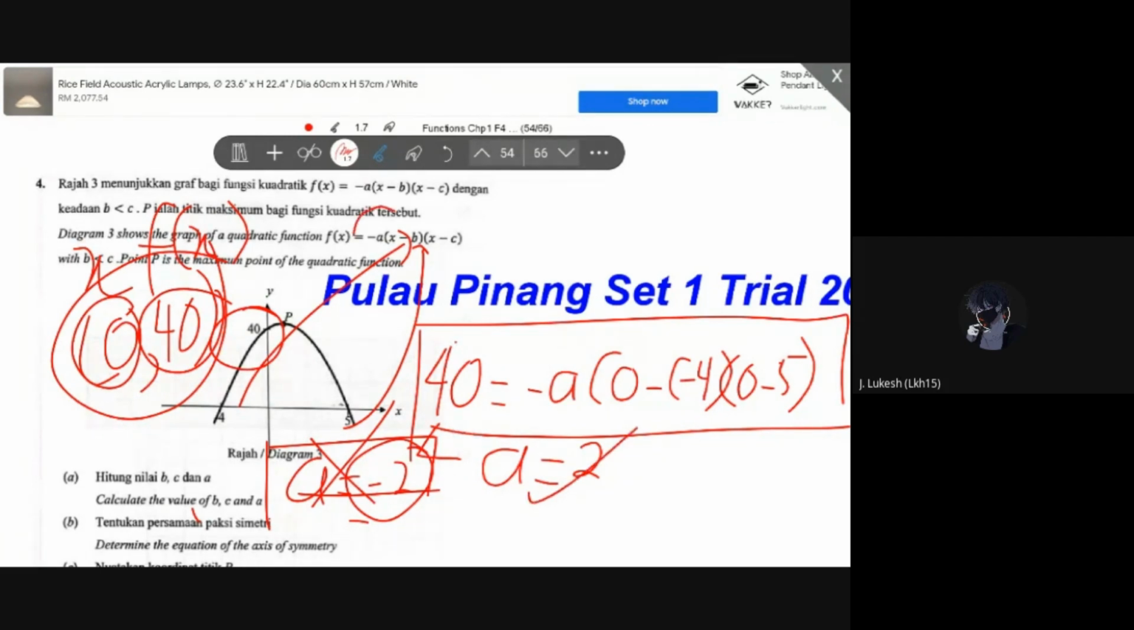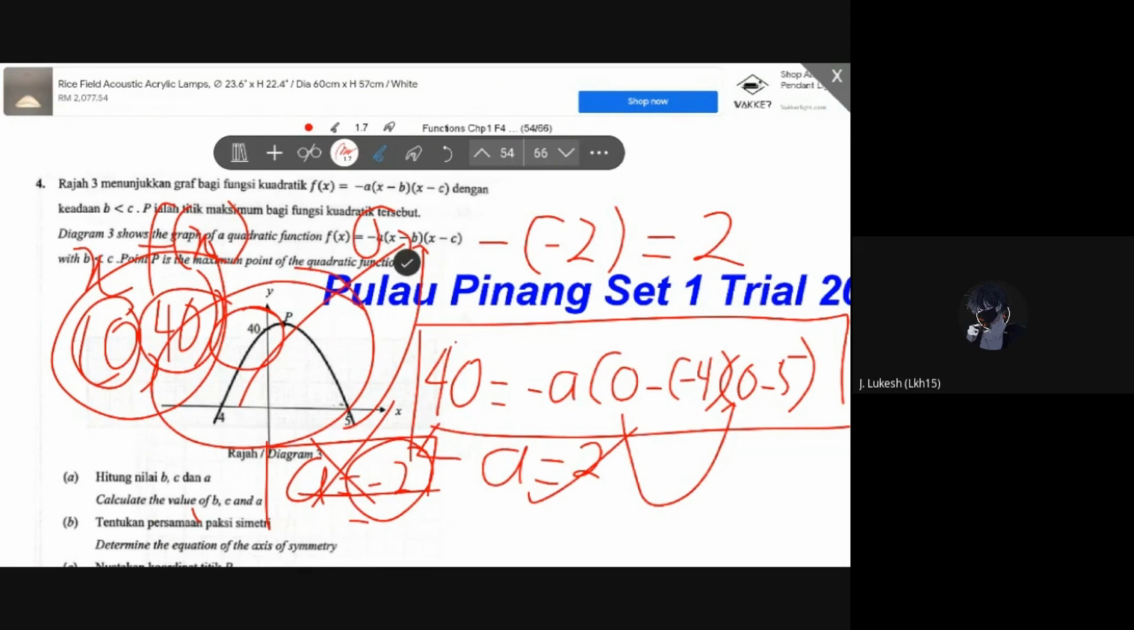Sebab kat sini dah negative A. Kalau kamu kata negative negative 2, kamu dapat 2 dah. So 2 tu persamaan dia akan bentuk macam ni. Bentuk dia bukan macam ni. So boleh faham tak yang tu? Kenapa A tu tak boleh negative 2? Kena berpandukan bentuk graf. Kalau A lebih besar dari kosong, bentuk dia senyum. If A less than zero, bentuk dia cry. Masam. Macam mana? Saya tunjuk kat bawah sana.